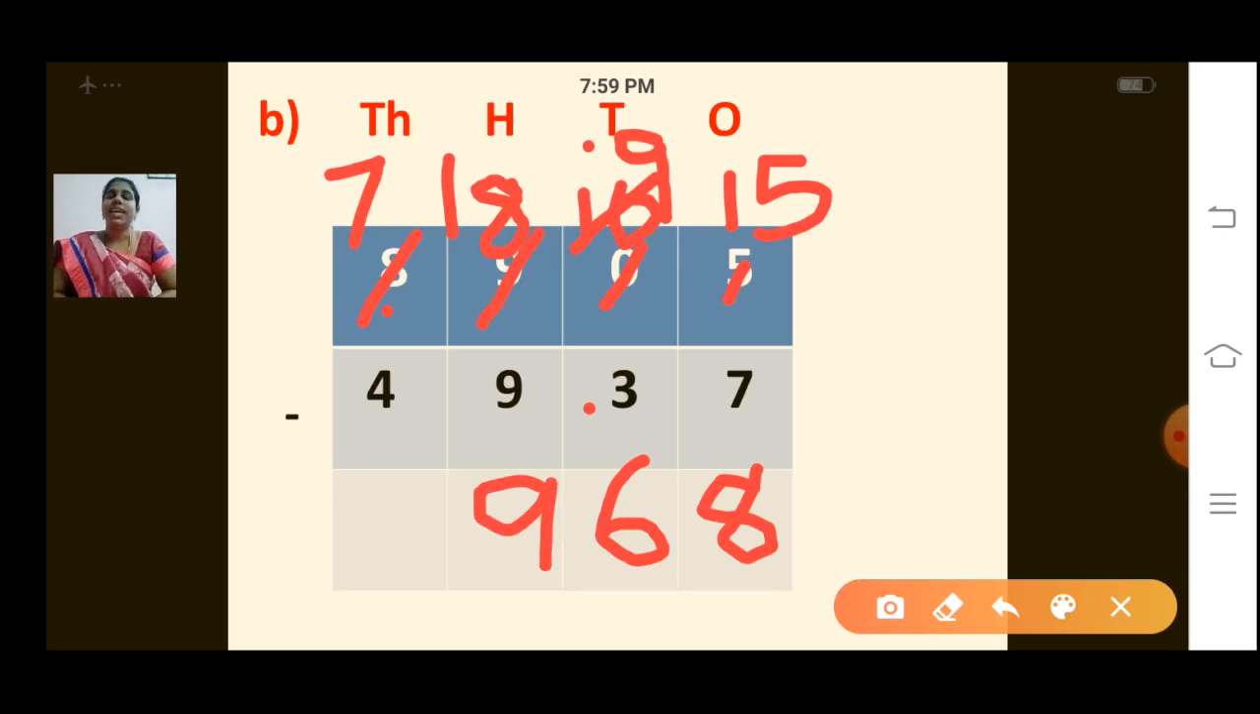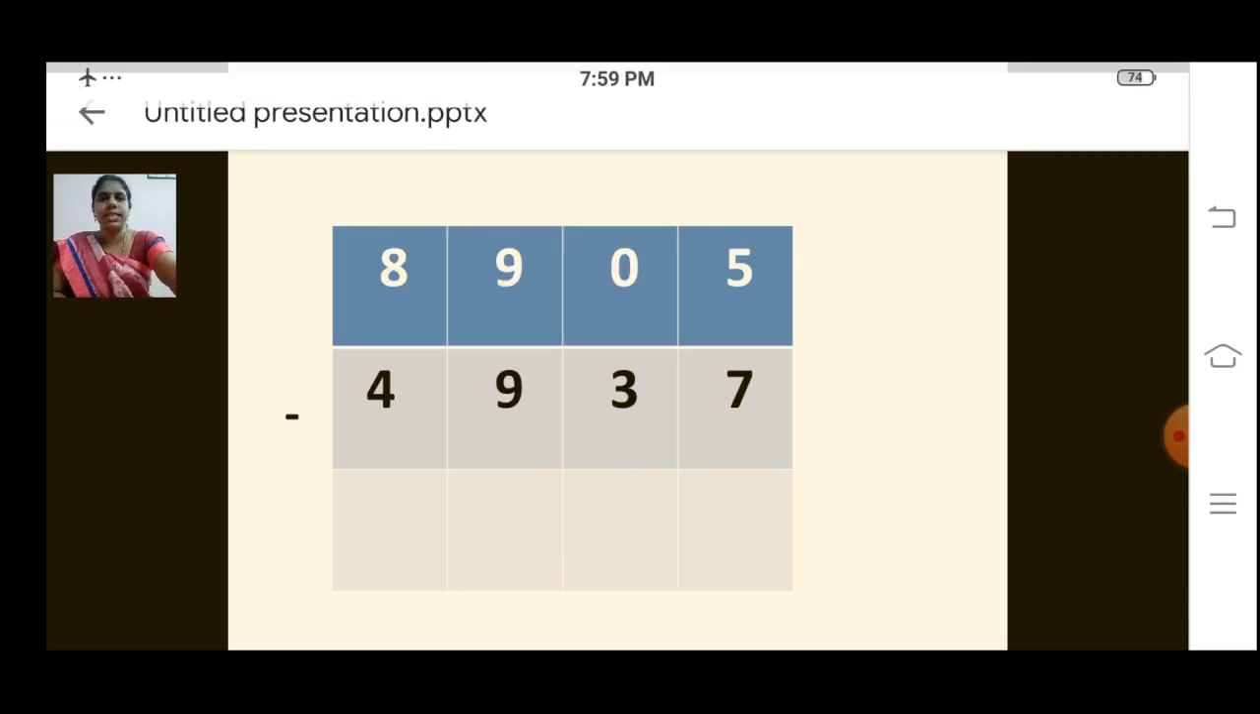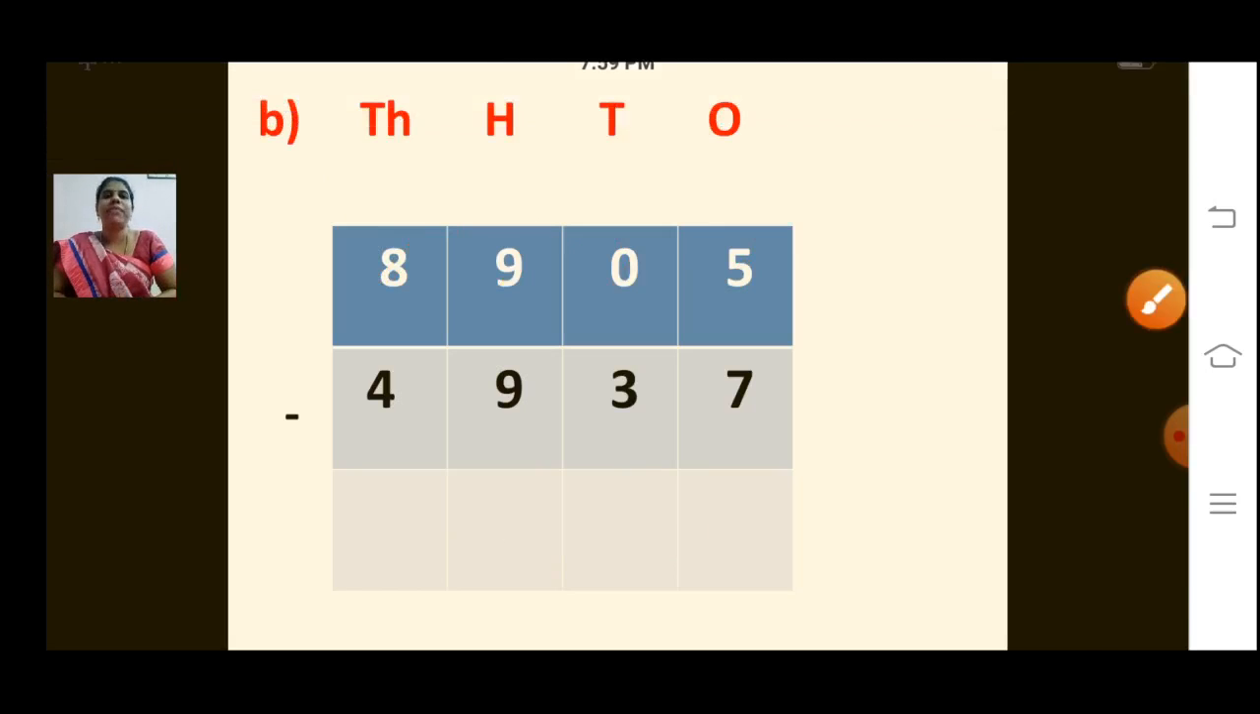Let's subtract the thousands place. 7 minus 4. After 4: 5, 6, 7. 7 minus 4 is 3. So answer is 3968. When you subtract the two numbers 8905 and 4937, answer is 3968. Keep that in mind.